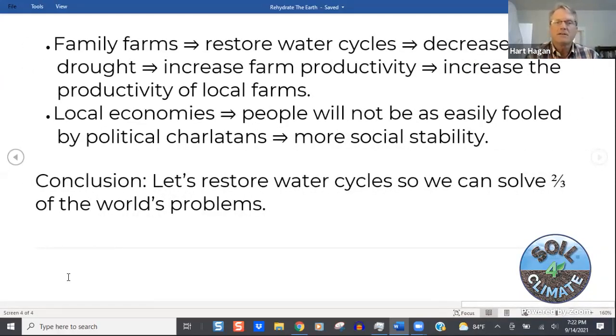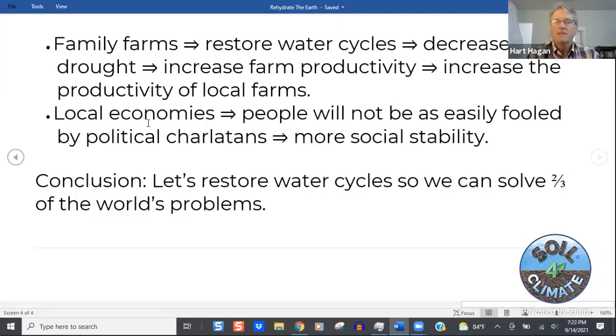Okay, family farm, I've covered that. Family farms and local economies. Let's say family farms are struggling. We can solve that problem to some extent, to a great extent, by restoring water cycles, by decreasing drought, increasing farm productivity, increasing productivity of local farms. Lastly, not least of all, a little political statement here, but I think this is important. If you don't agree, that's fine, but this is where I'm coming from.